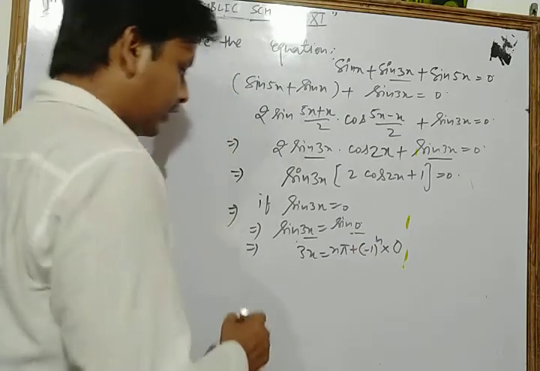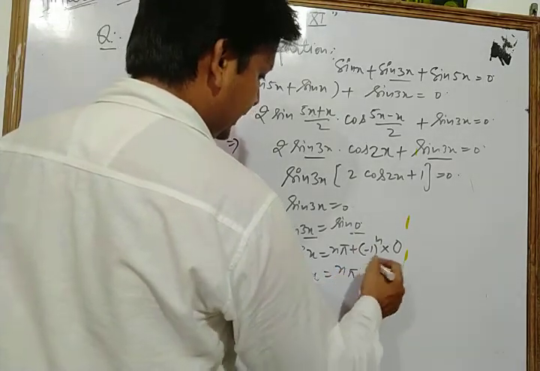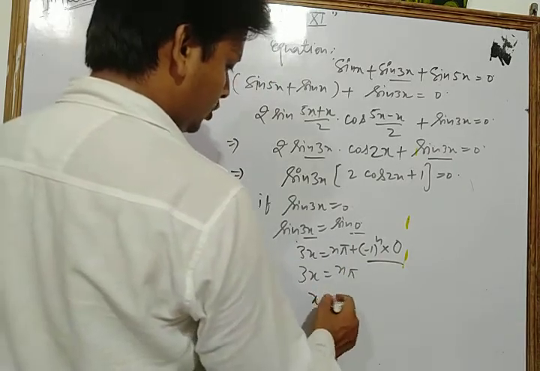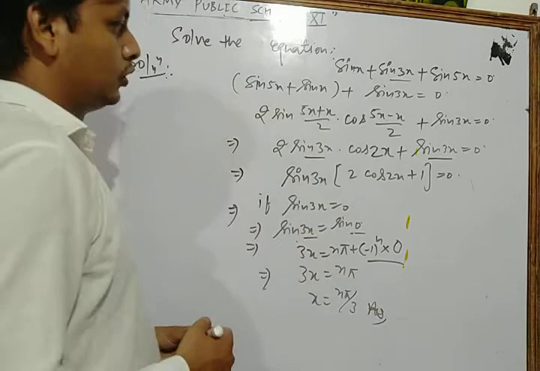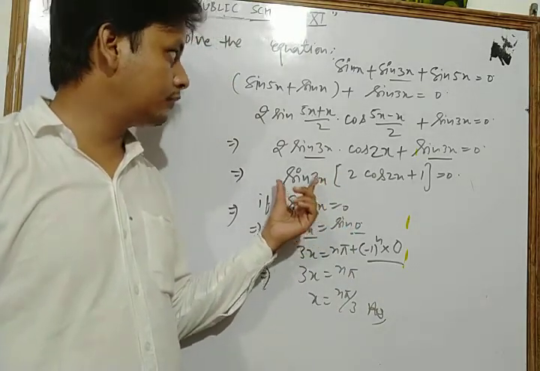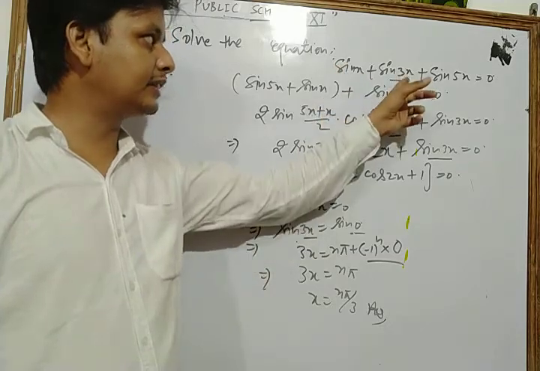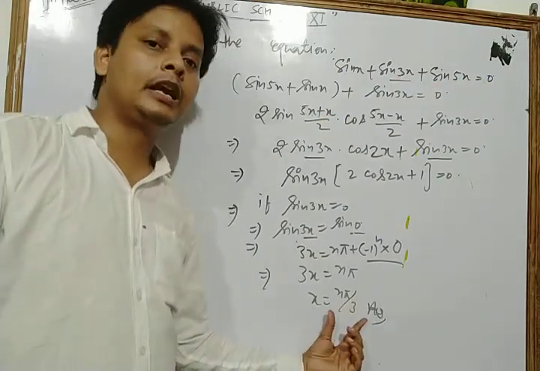So we have 3x equal to only n pi, since that term is 0. So x is equal to n pi by 3. This is one answer. So dear students, in this way we have one solution of sin x plus sin 3x plus sin 5x = 0, as x = n pi by 3.